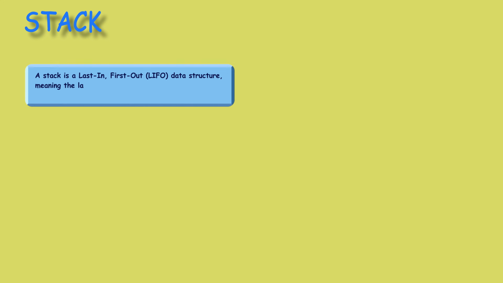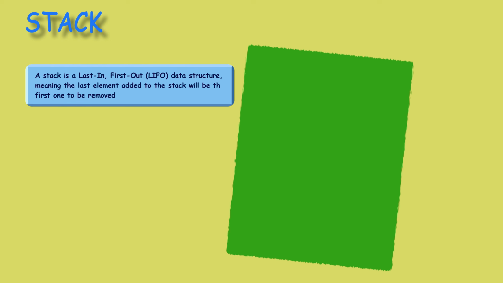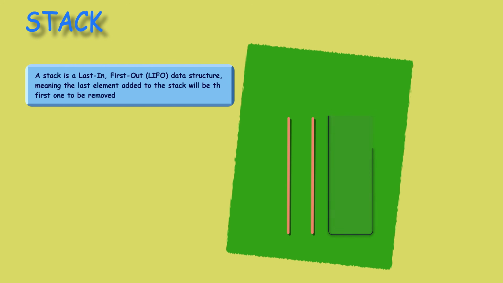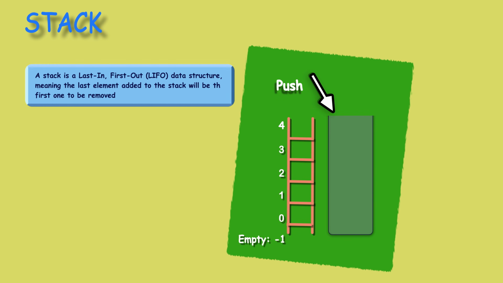Sit back and relax. Let us see what a stack data structure is. A stack is a last in first out data structure, which means the last element added to the stack will be the first one to be removed. We'll take one example to understand it well. Here in the diagram there is a stack data structure which is empty. Its capacity is 5, where the index starts from 0 to 4. We're just representing the indexes with a ladder to understand the data flow well.